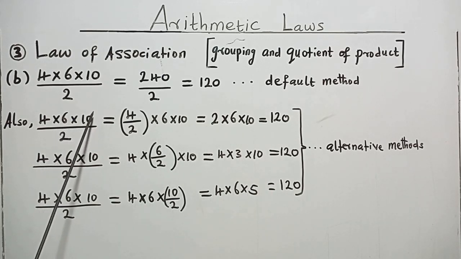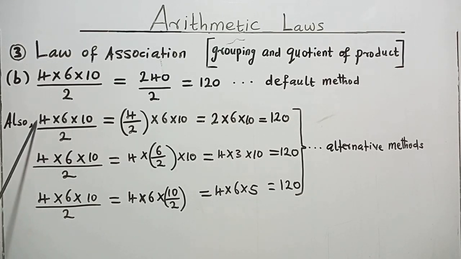What if 2 divides 10 instead of 4 and 6? Let us see it in the third case. 4 times 6 times 10 over 2. When 2 divides 10, the result is 5. So 4, that is this 4 here, times this 6, then times the 5 we get when we divide 10 by 2. 4 times 6 is 24. 24 times 5 is equal to 120. So whether the 2 divides 4 alone, or divides 6 alone, or divides 10 alone, the result is always the same.